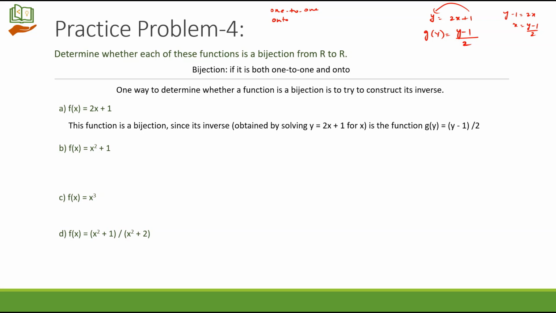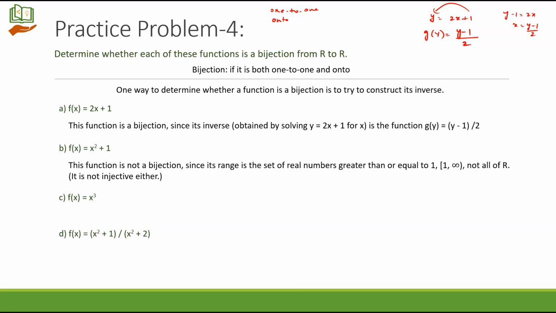Next is f(x) = x² + 1. This is not a bijection, just because of this particular power you can understand. The range is the set of real numbers greater than or equal to 1. So from 1 it runs up to infinity. They have given from R to R here, not all of R. It is not injective either. It is not one-to-one. Even negative numbers will go to the same range value.